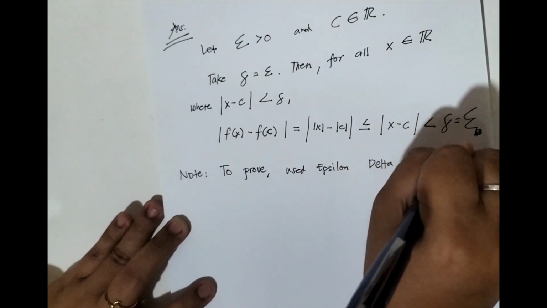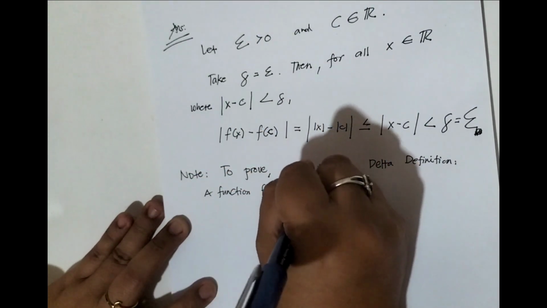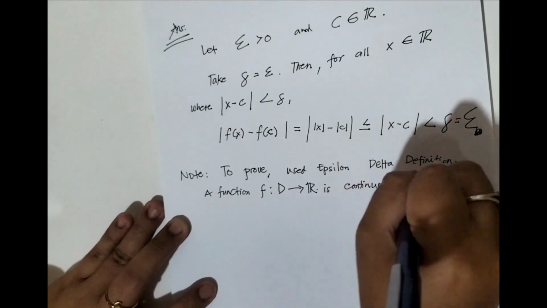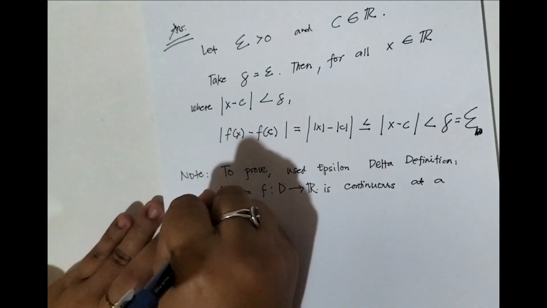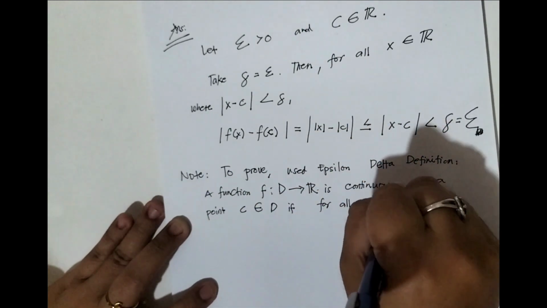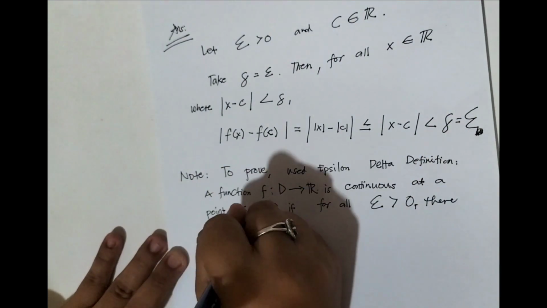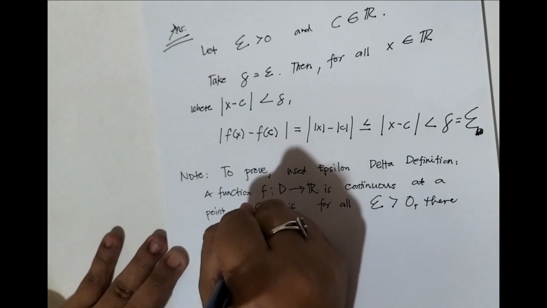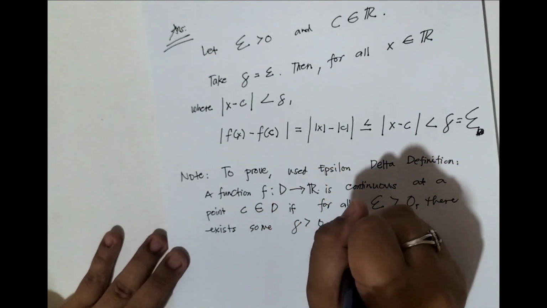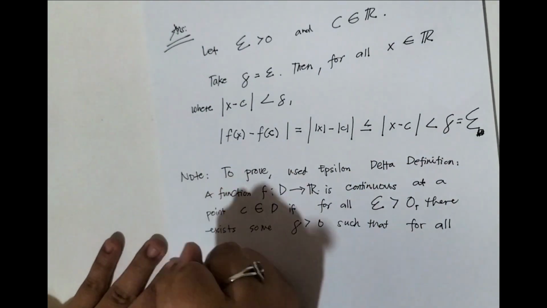So a function f from D to the real numbers is continuous at a point c, an element of D, if for all ε greater than 0, there exists δ greater than 0 such that for all x an element of D where |x − c| is less than δ, we have |f(x) − f(c)| less than ε.